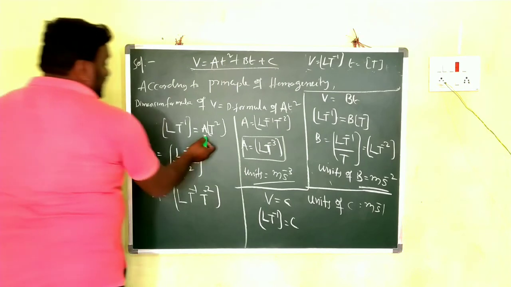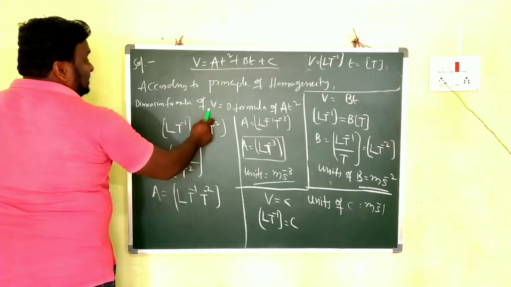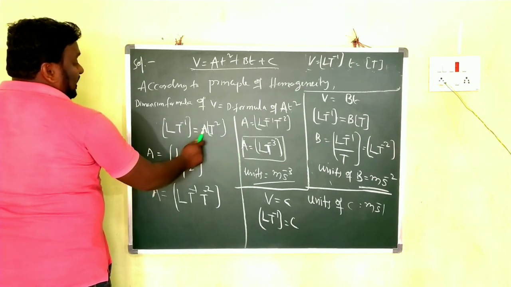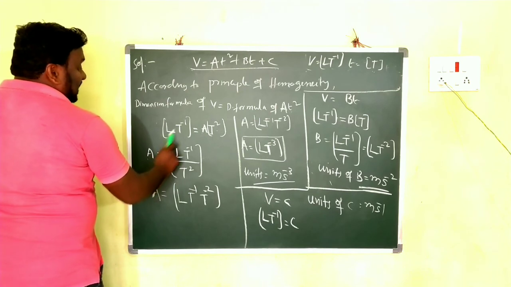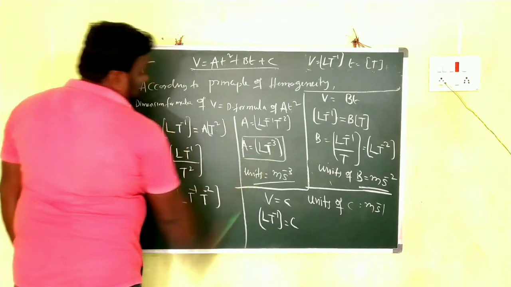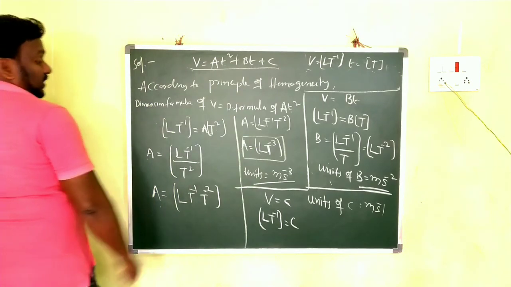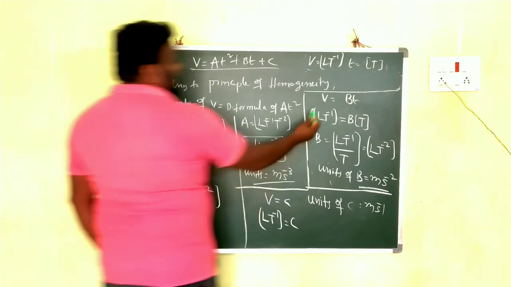Here A is the constant, and we want to write the dimension formula for it. V means LT inverse 1, equals A into T square. From that, A equals LT inverse 1 by T square, so A equals LT inverse 3. So the units are meter second inverse 3.